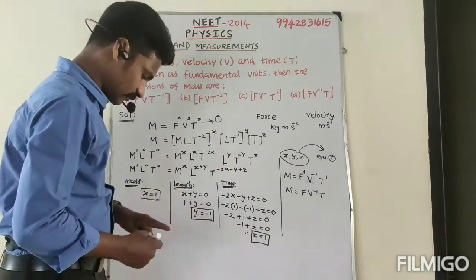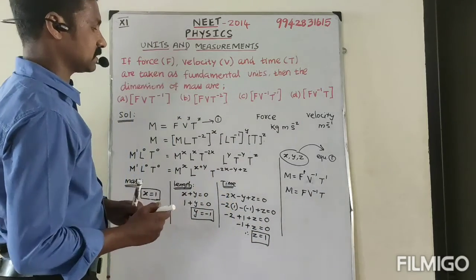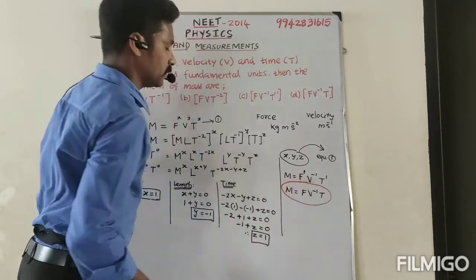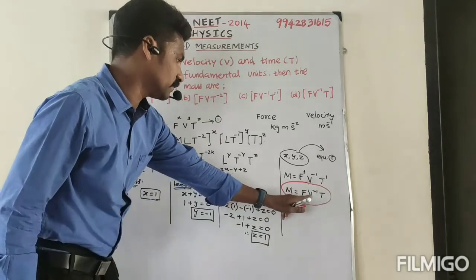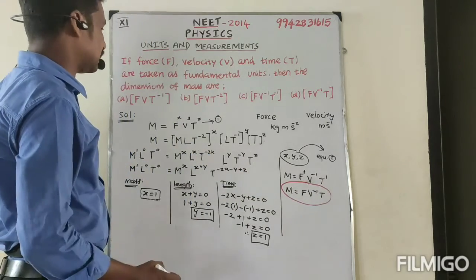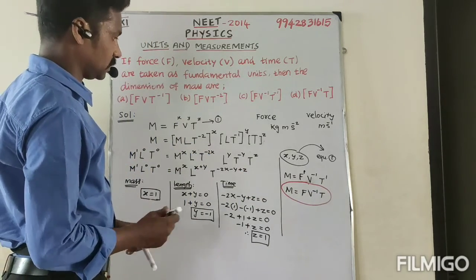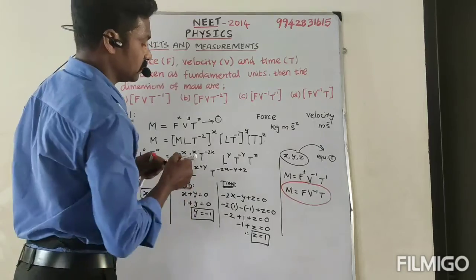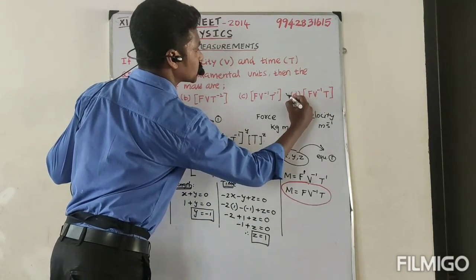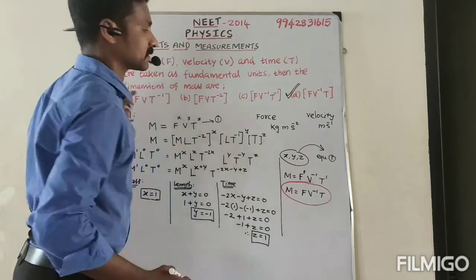So we can get the final answer, that is m is equal to f v power minus 1 t. So this option is satisfied, that is option D. See that? f v minus 1 t. So option D is the correct answer.